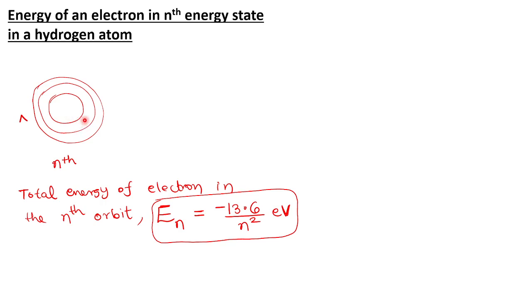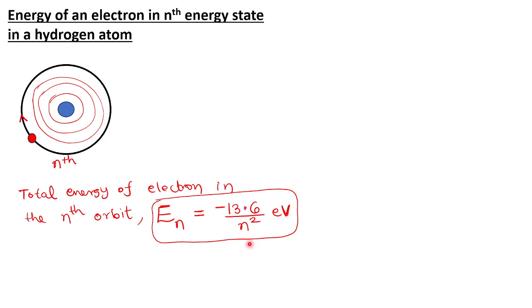But in some questions the radius will not be given. Instead of that, the orbit number will be given, like n equal to 1, n equal to 2, n equal to 3, like that. Then the total energy, usually denoted by En. If the electron is revolving in the nth orbit, its total energy will be, remember, minus 13.6 by n square electron volt.